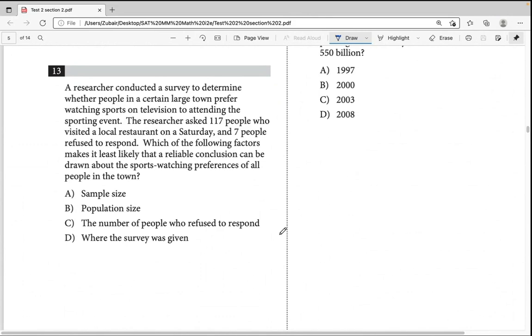Question 13. A researcher conducted a survey to determine whether people in a large town prefer watching sports on television to attending the sports event. The researcher asked 117 people who visited the local restaurant on Saturday, and 7 people refused to respond. So he asked 117 already, 7 refused to respond, so 110 would have responded. Which of the following factors makes it least likely that a reliable conclusion can be drawn about the sports watching preference of all people in the town? So mostly it is always sample size.